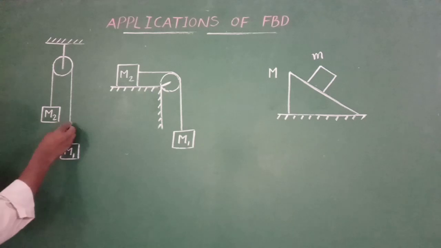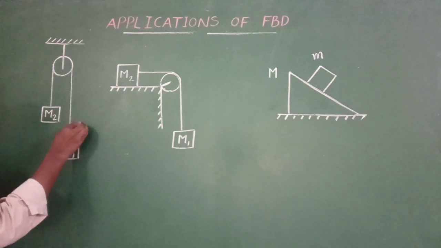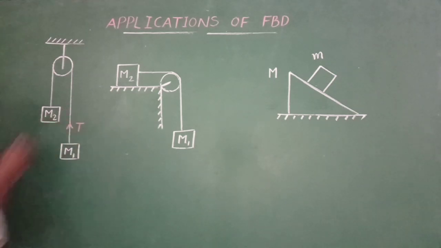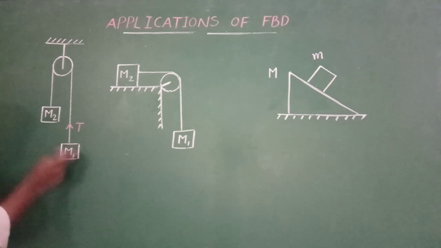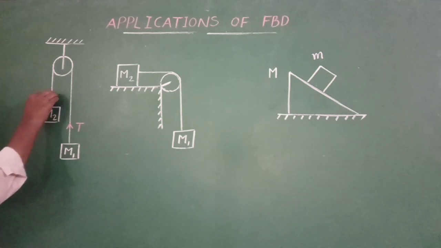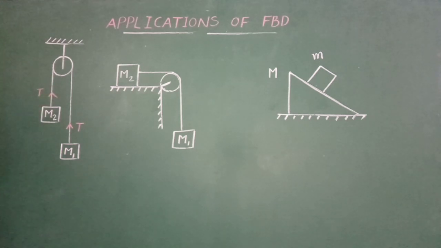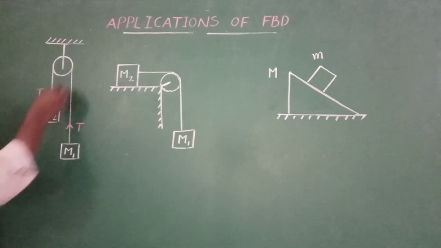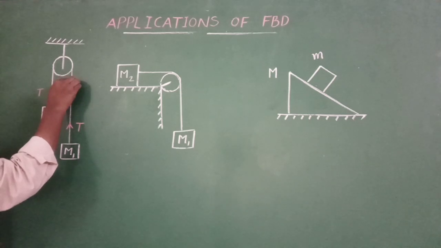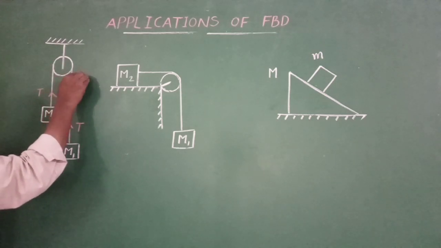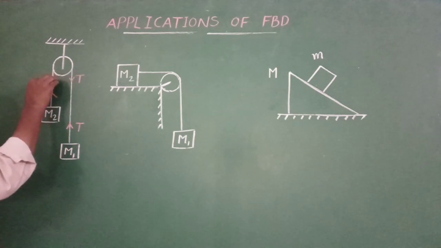This tension always tries to pull the body; it never pushes the body. Here only one string is there, so only one tension will develop. This tension tries to pull the M1 block in the upward direction. Tension T also tries to pull the M2 block in the upward direction. This tension tries to pull the pulley in the downward direction.